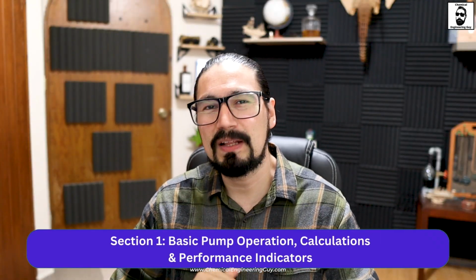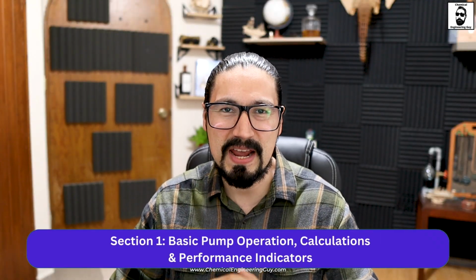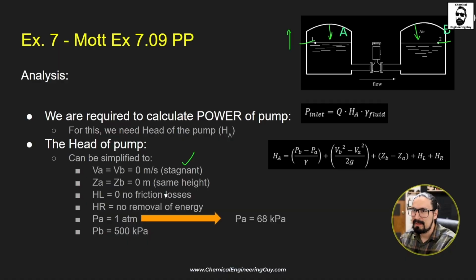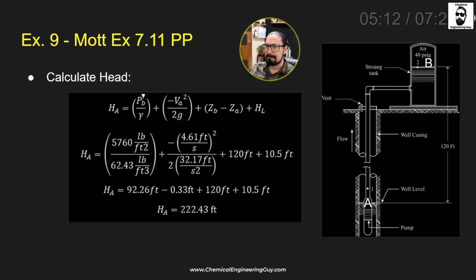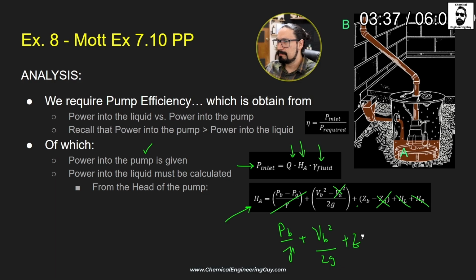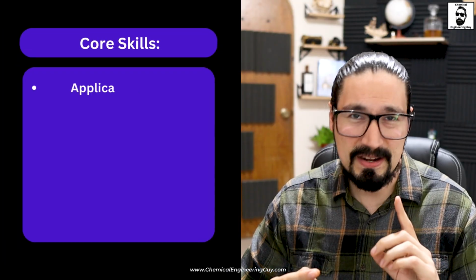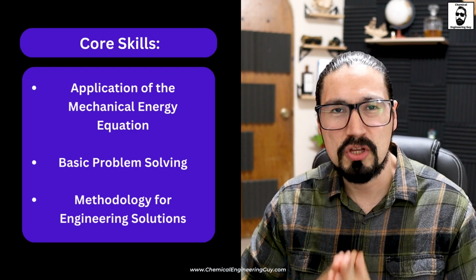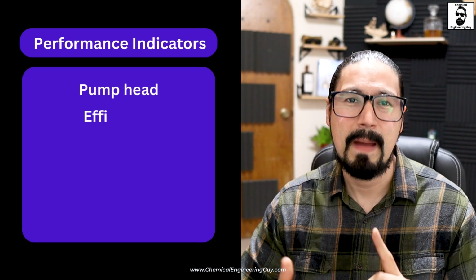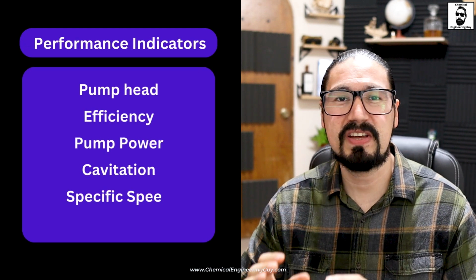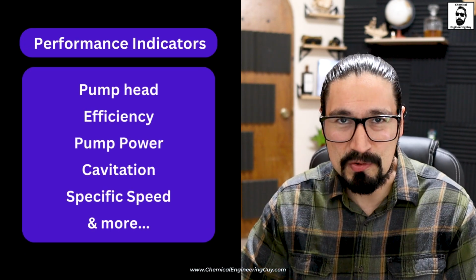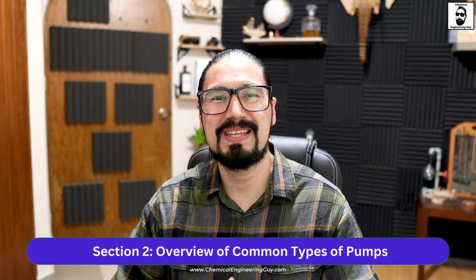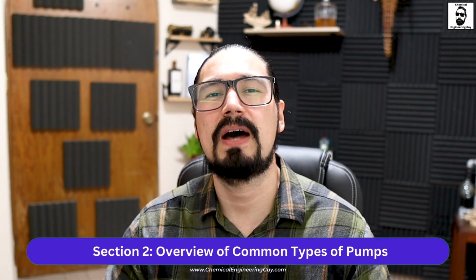Number one is all about the basic calculations and performance indicators of the pumps. In this specific section, we're going to be covering a lot of calculations. We're going to understand the fundamental aspects of a pump, mechanical energy equation, basic problem solving, and a methodology to approach such problems, and more importantly, understanding what is pump head, efficiency, power, cavitation, specific speed, and many other type of indicators.